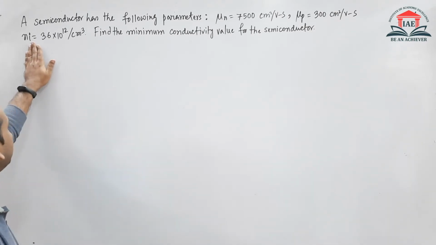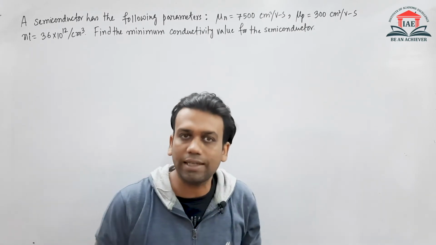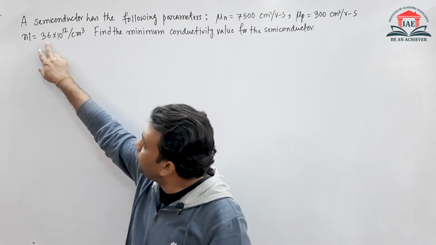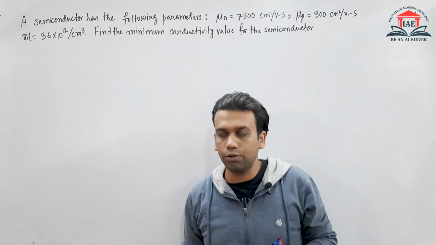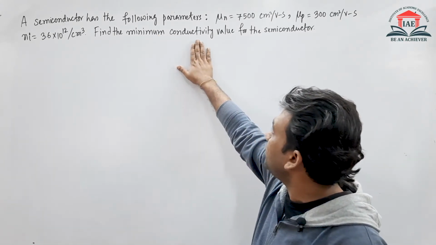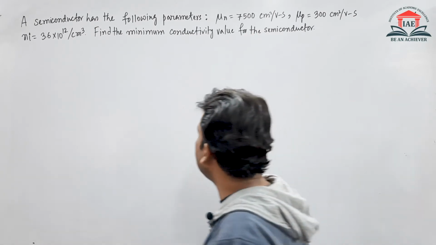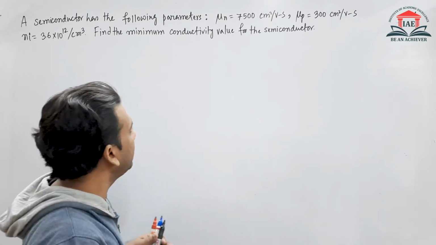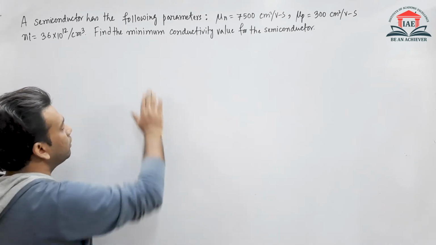Now, it is also given that the Ni, what is Ni? Ni is the intrinsic carrier concentration of the given semiconductor, which is 3.6 into 10 to the power 12 per centimeter cube. So, मुझे ढूंढना क्या है? So, find the minimum conductivity value of the semiconductor. So ये जो सेमीकंडक्टर है, ये वाला सेमीकंडक्टर का मुझे एक मिनिमम कंडक्टिविटी वैल्यू चाहिए फॉर दिस गिवन वैल्यूज. So let us find the minimum conductivity condition.